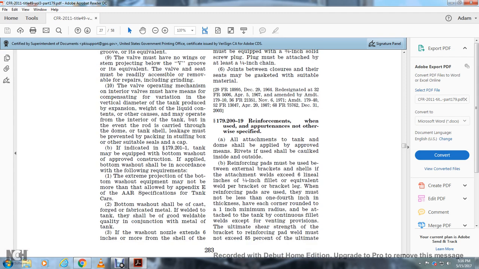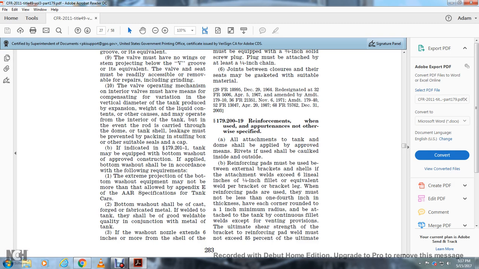If indicated within section 179.201, the tank may be equipped with the bottom washout. The construction applied with the bottom washout shall be in accordance with the following requirements. Extreme projection of the bottom washout equipment may not be more than specified in Appendix E of the AAR specification. The tank car's bottom washout shall be cast or forged fabricated metal, weldable to the tank, and shall be of good weldable quality in conjunction with the metal of the tank.